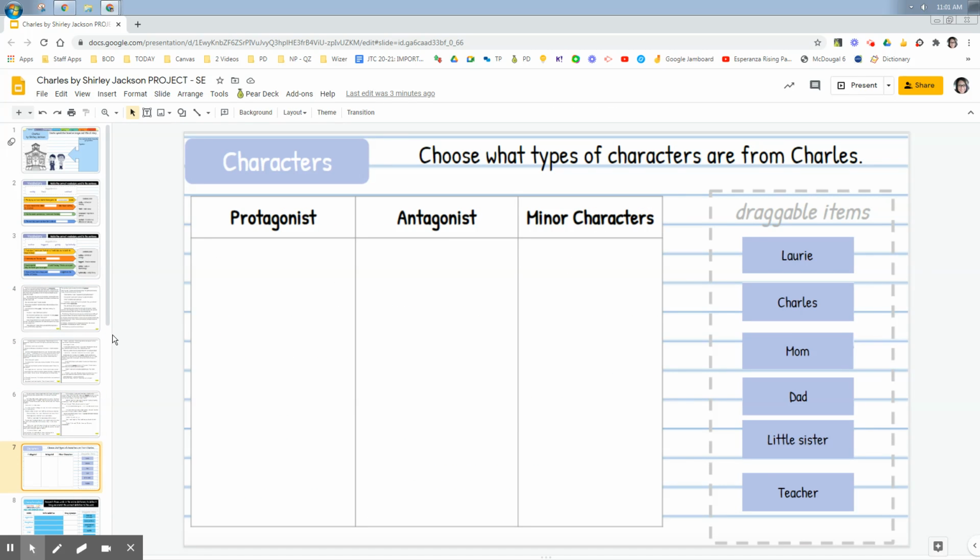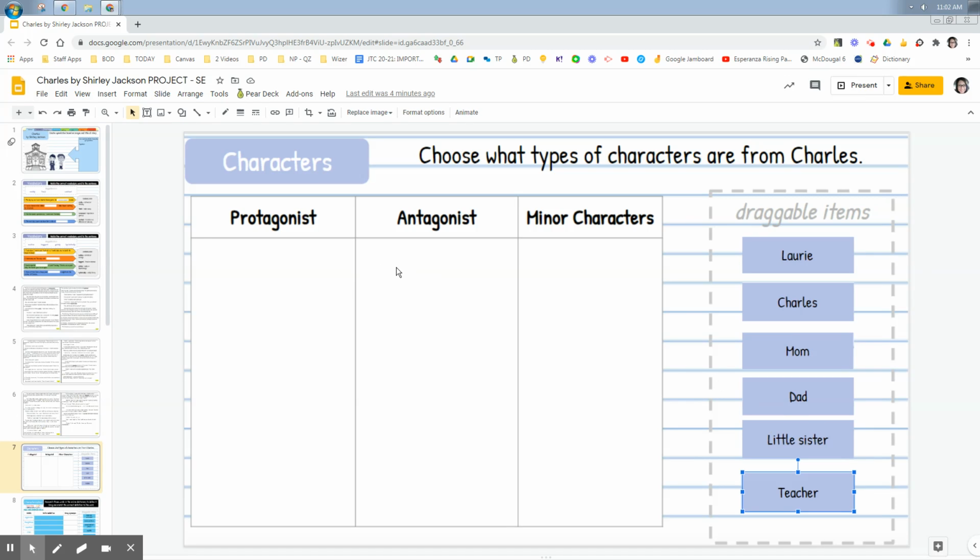All right, slide 7 is about characters. What you're doing on slide 7 is choosing which type of characters are from Charles. You have 6 characters on the right: Lori, Charles, Mom, Dad, little sister, and teacher.